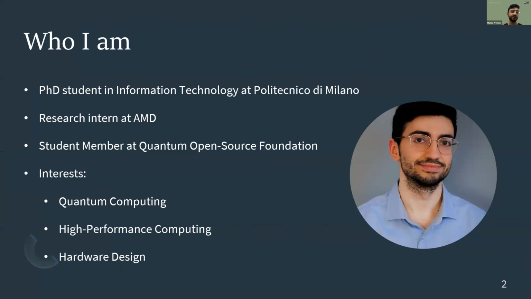I'm a PhD student in the first year in information technology here at Politecnico di Milano. And concurrently, I'm also a research intern at AMD and have been a student member at the Quantum Open Source Foundation. My main research interests are related to quantum computing with quantum error correction and mitigation, and computation on quantum circuits and their optimization, high-performance computing with the design of advanced heterogeneous architectures, and other design with FPGAs.